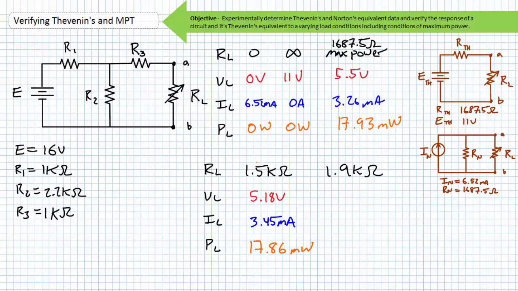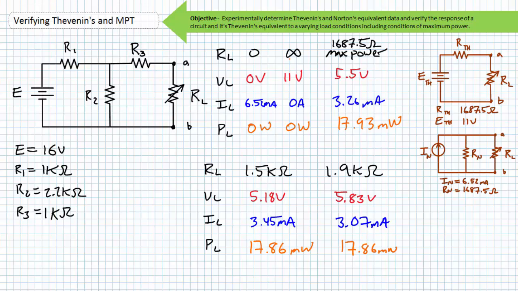When the load resistor equals 1.5 kiloohms, the voltage across it should be 5.18 volts. The current through it should be approximately 3.45 milliamperes, and the power dissipated by it should be approximately 17.86 milliwatts. Notice when load resistance was slightly decreased from maximum power conditions, the current increased ever so slightly. However, the voltage dropped ever so slightly. The combined effect is that power at 17.86 milliwatts is ever so slightly less than the maximum power conditions when load resistance is slightly less than optimum.